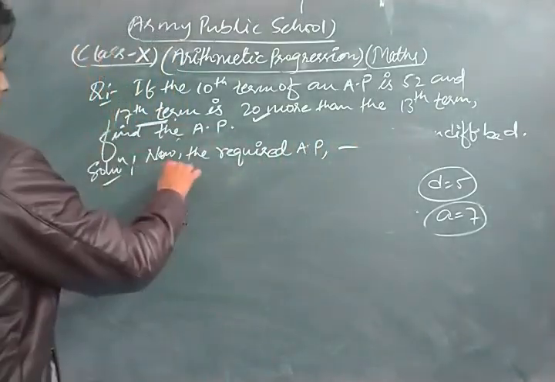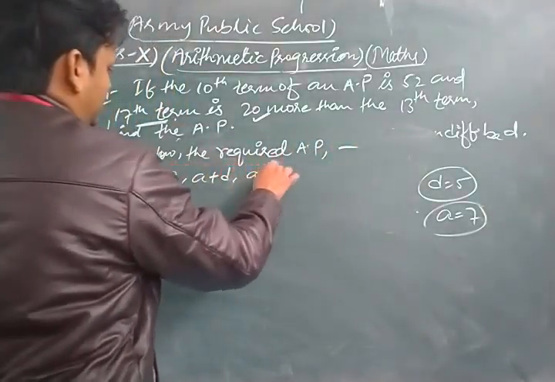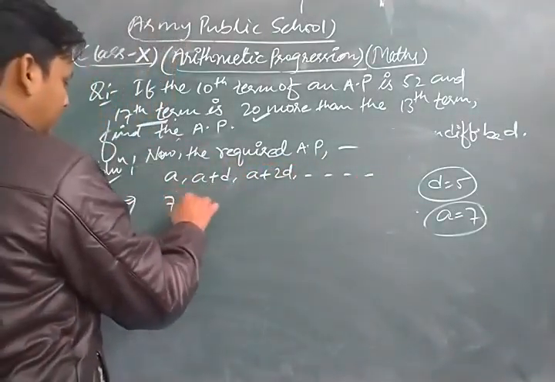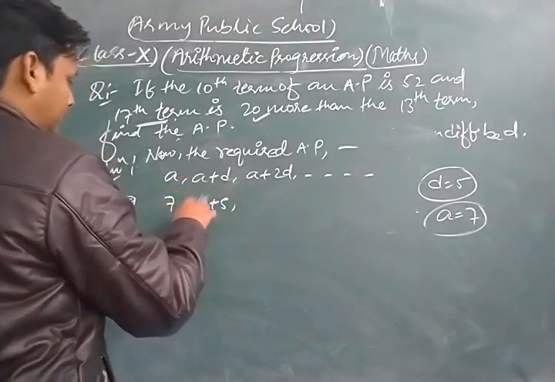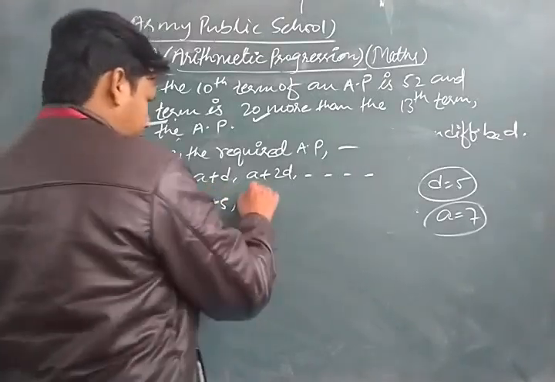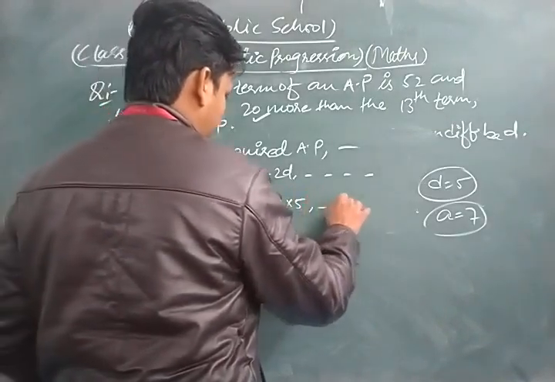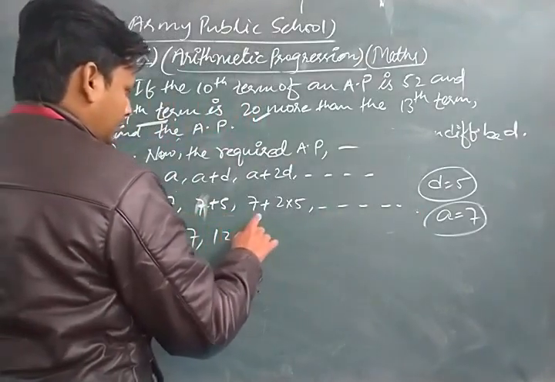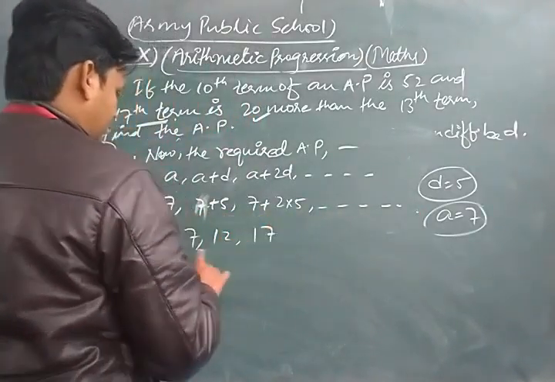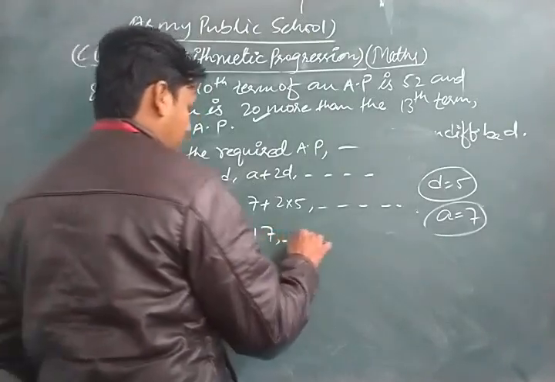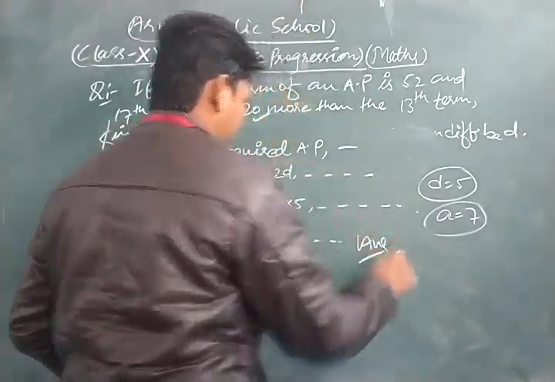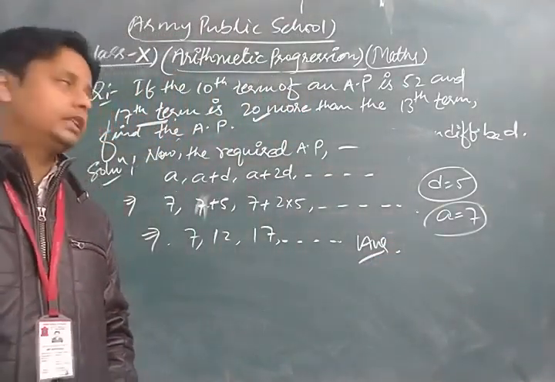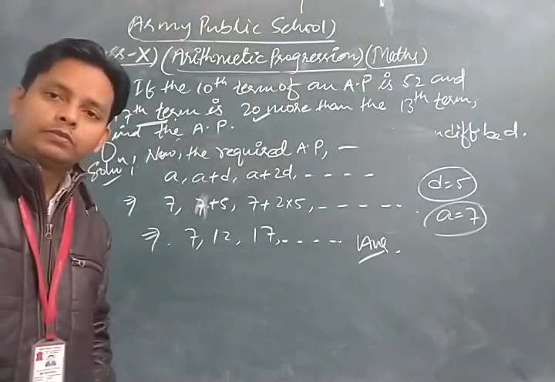The required AP is A, A plus B, A plus 2B, and so on. So A is 7, then 7 plus 5, and so on. So this is the required AP. In this way, you can solve that type of question.